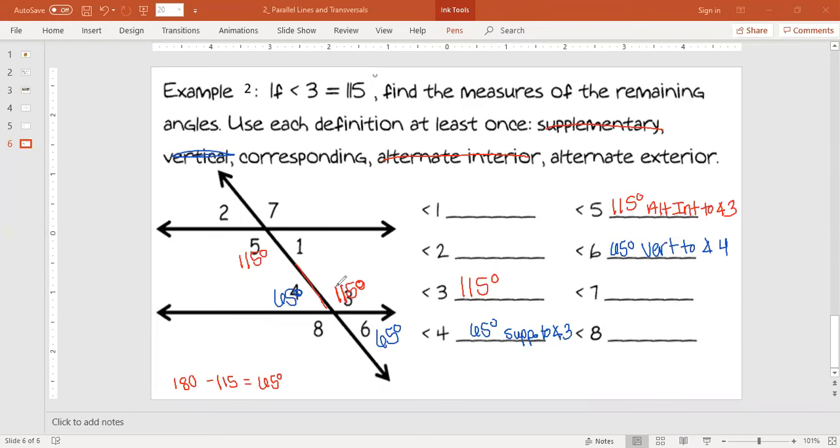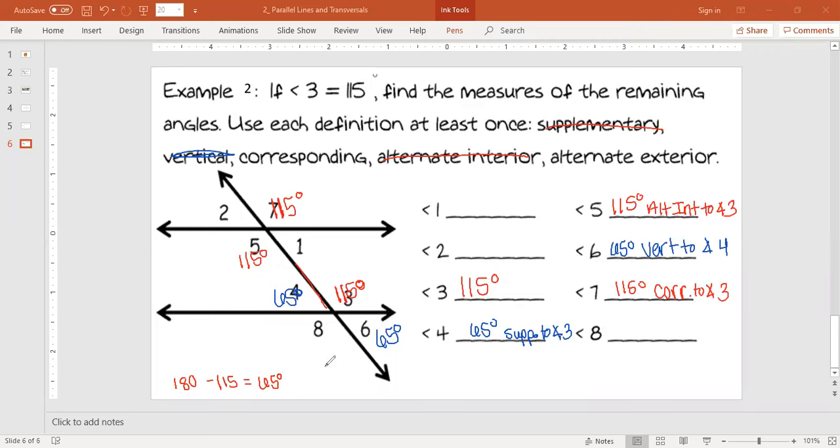All right, angle 7. What does angle 7 measure? Well, angle 7 and angle 3 are corresponding. They're both on the right side above the line. So if they're corresponding, they're also equal. So angle 7 is 115 degrees because it's corresponding to angle 3. So most of these we're trying to prove through the relationship to angle 3. And if we can't, we're using other angles to do that.